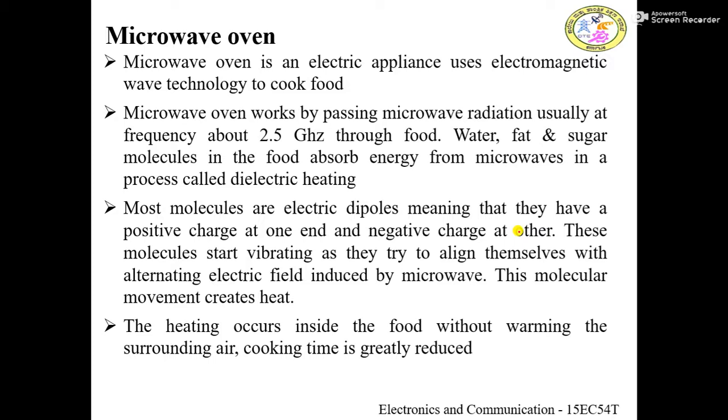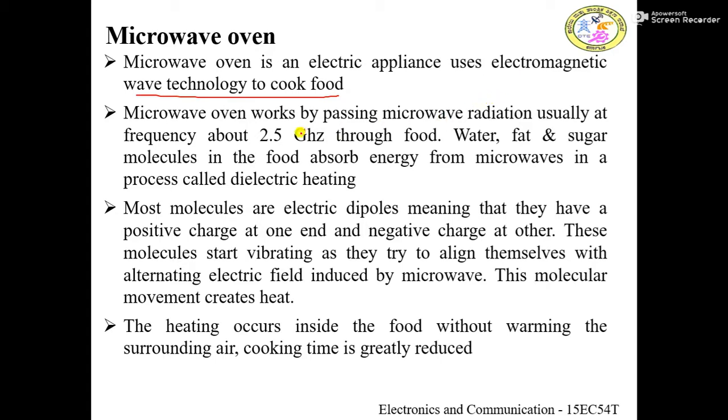Now, the very next consumer electronic device that is included in your curriculum is the microwave oven. A microwave oven is an electrical appliance which uses electromagnetic wave technology to cook the food. In the conventional method of cooking, we would be using gas stoves or wood to cook the food. This is the modern technology where we use microwaves, electromagnetic waves, to cook the food.